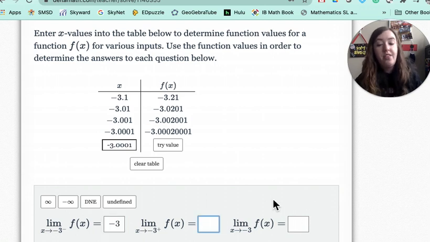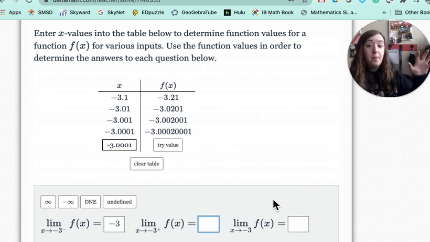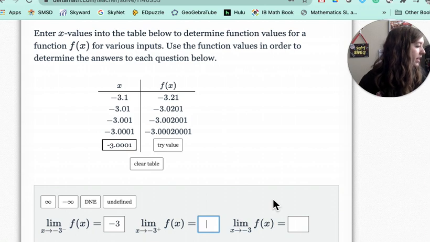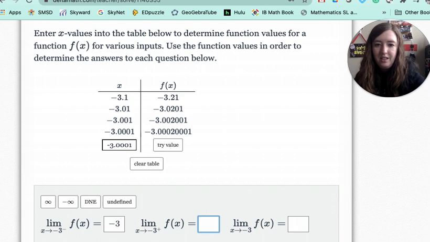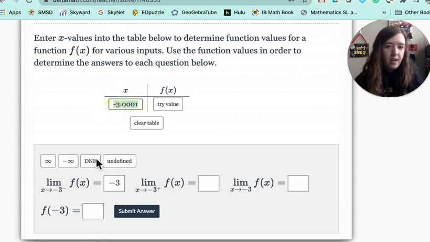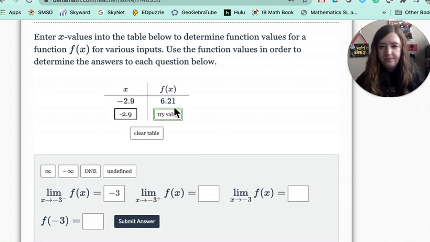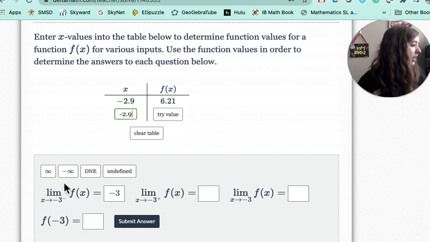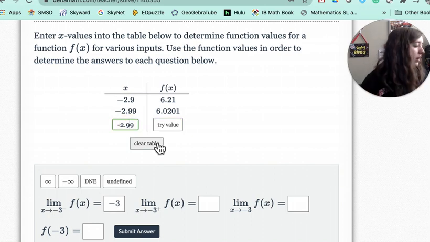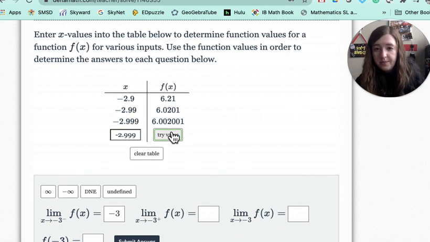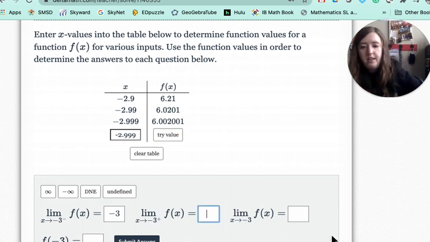Now let's look at it from the right. So now we're looking at things that are a little bit bigger than -3. So maybe -2.9. Oopsies, that's not where I wanted to put that. I'm going to clear my table. So maybe I want to look at -2.9. Try value. -2.99, a little bit closer. -2.999, a little bit closer. And we can see that we are approaching 6 on both sides. So that's going to be 6.